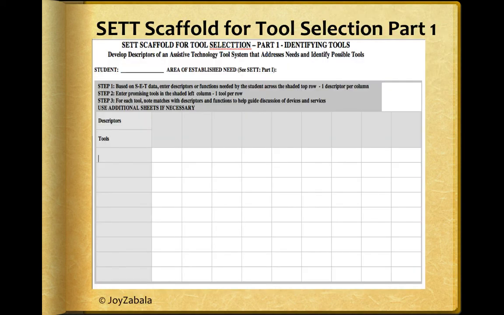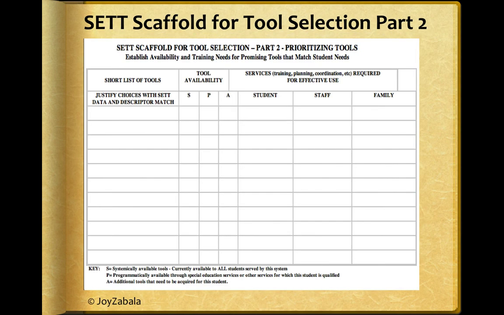The SETT scaffold for tool selection, part 1. This allows the team to look at various tools and descriptors of tools that specifically relate to the student's needs. This is part 2 of the form, and you're looking at the short list of tools that the team is considering, and you're justifying choices with the SETT data and the descriptors.